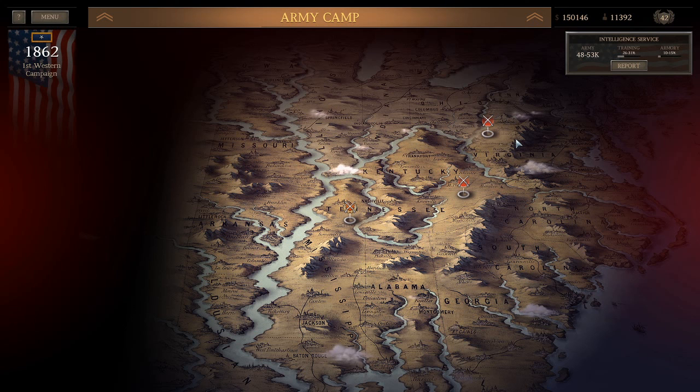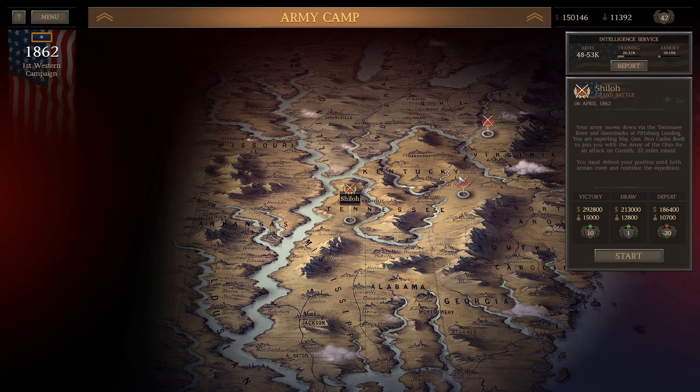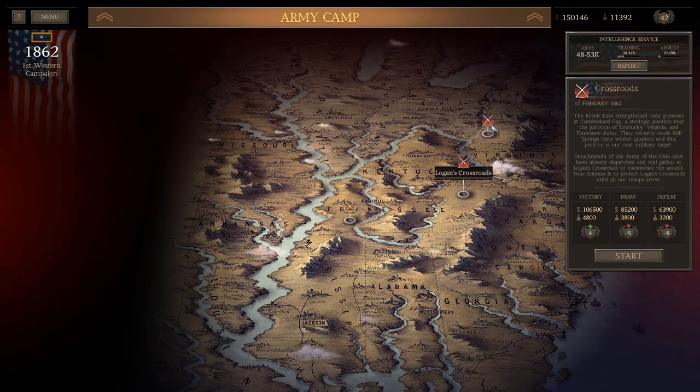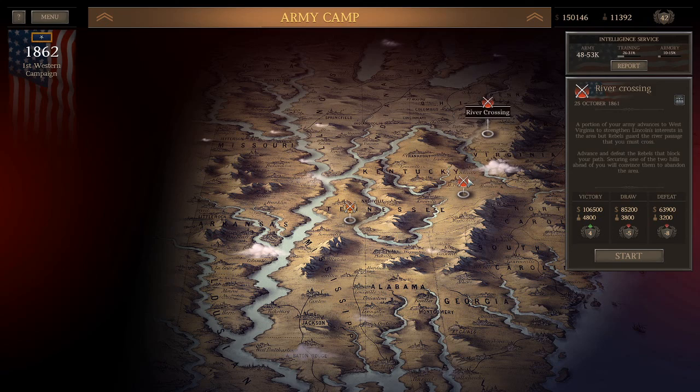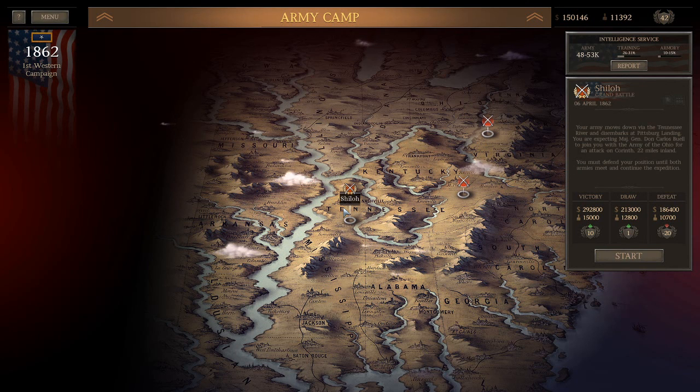We're causing them some trouble. So what battles do we have? Shiloh. Okay, we're going to shine in Shiloh. I am not going to allow myself to lose to them, because Grant won at Shiloh, actually. Crossroads and River Crossing. So next time we'll be doing one of these two missions, and then we'll go into the Battle of Shiloh. Hopefully you guys all have enjoyed.